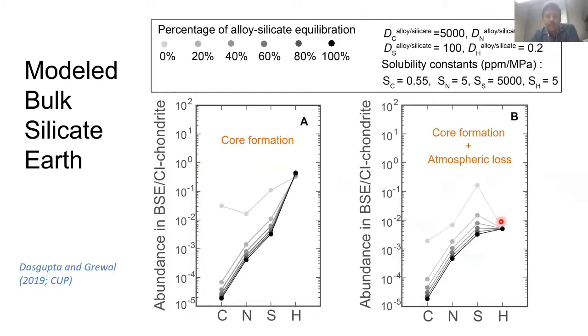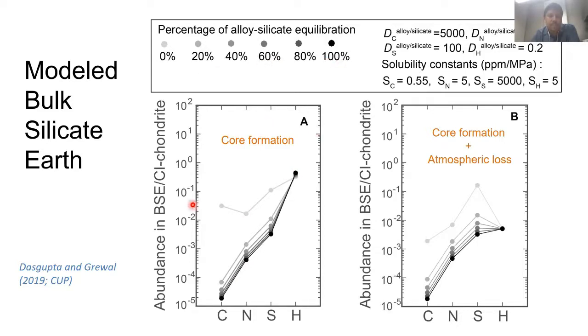And the panel to the right is showing the similar abundances of those major volatiles, again in the bulk silicate Earth normalized by chondrite, but in this case, not just affected by core formation, but by core formation as well as that equilibrium atmospheric composition being lost by some sort of an atmospheric blow off. And different curves are showing different extents of alloy-silicate equilibration.